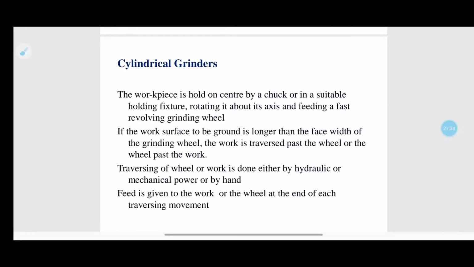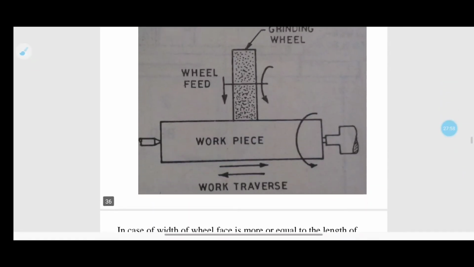If the work surface to be ground is longer than the face width of the grinding wheel, the work is transferred past the wheel or the wheel past the work. Transferring of the wheel or the work is done either by hydraulic or mechanical power or by hand. Feed is given to the work or the wheel at the end of each transferring movement.